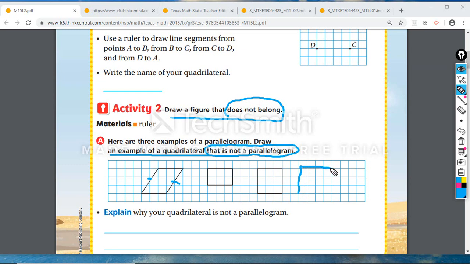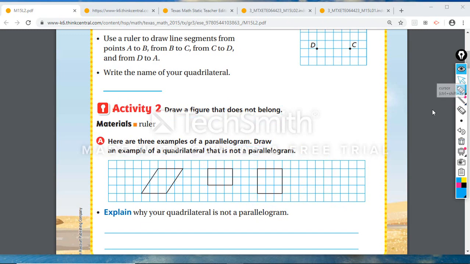I'll go down this way, and I'll go across like that. So again, only one pair of opposite sides that are parallel. It's this side here, and this side here. And that's why my quadrilateral is not a parallelogram. It only has one pair of sides that are parallel, which are these two. And again, with your ruler, it'll be much sharper. Okay?